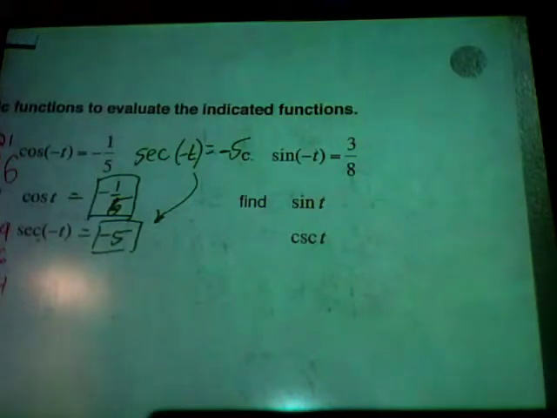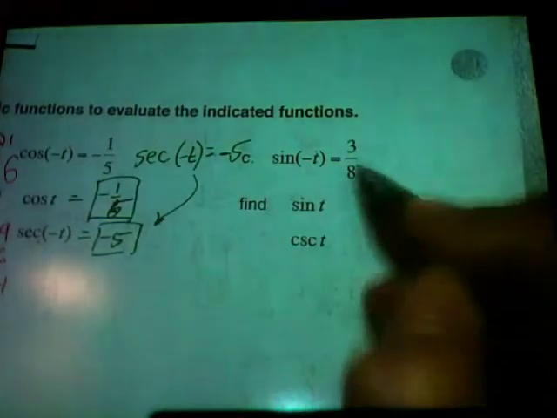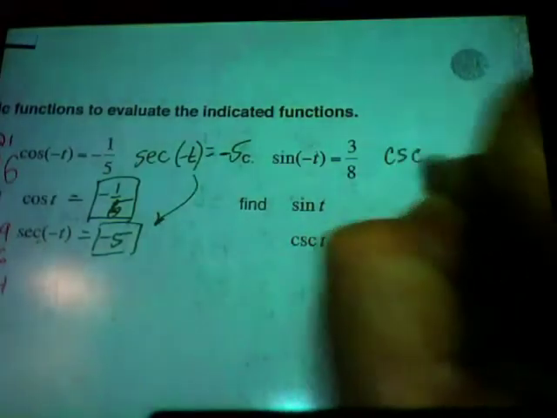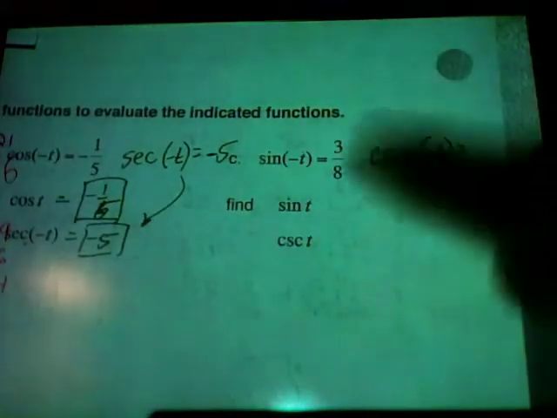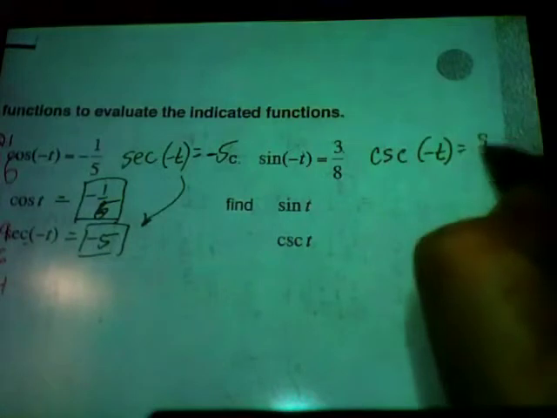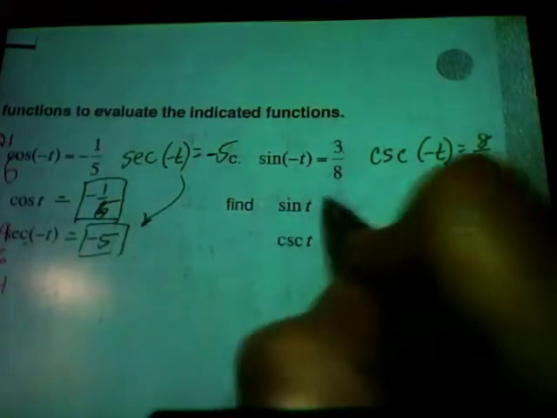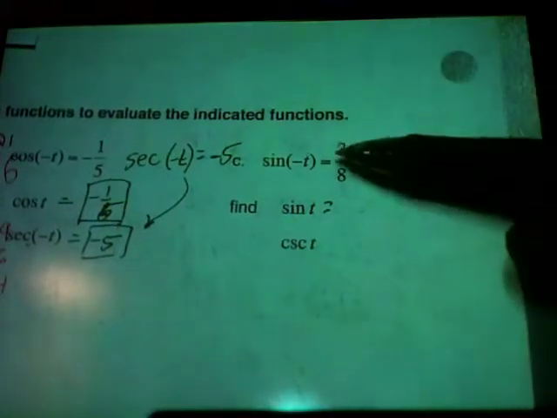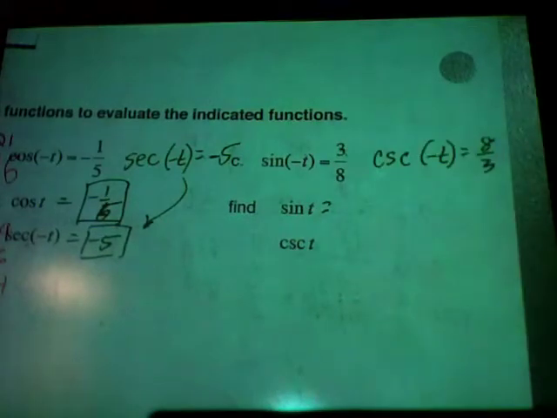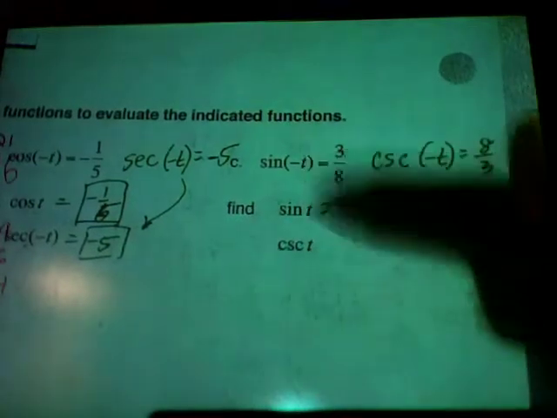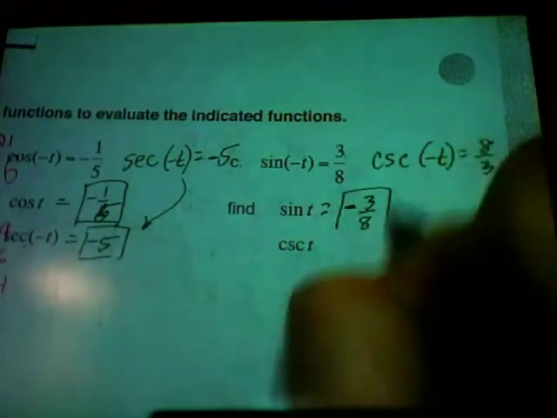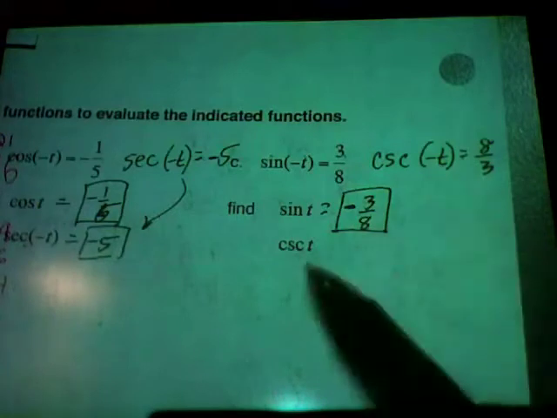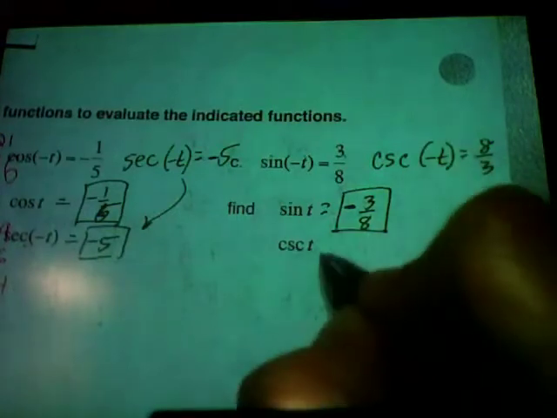All right, last one. Does sine change or not? Yes, it does. So sine of -t is this. What is cosecant of -t? Just take the inverse of this. 8/3, right? So they're asking for the sine of t. Isn't the sine of t the opposite of this? Aren't these opposite of each other? Opposite signs? So if that's 3/8, isn't this -3/8? And then what's the cosecant of t? -8/3.